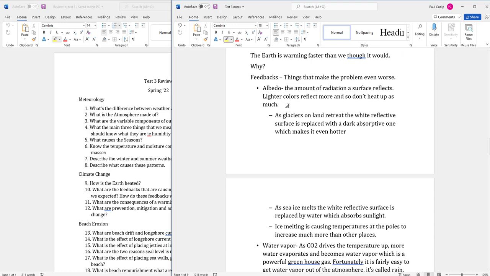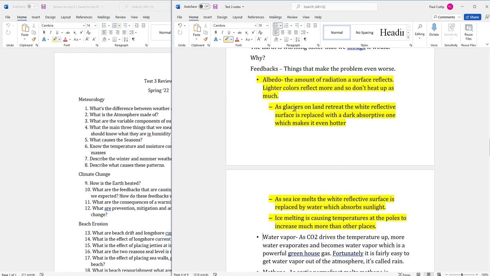Albedo, right? And this has to do mostly with ice, right? Ice makes the planet cooler. Not because it's cold, but because it reflects sunlight. And so as we melt ice, that makes the planet warmer, which causes more ice to melt, which makes the planet warmer, which causes more ice to melt. And you can see how that's what I mean by a feedback, right? It's something that kind of spirals on itself.